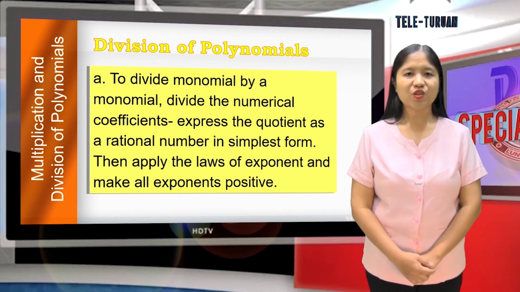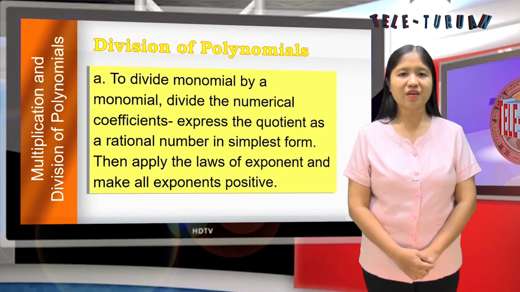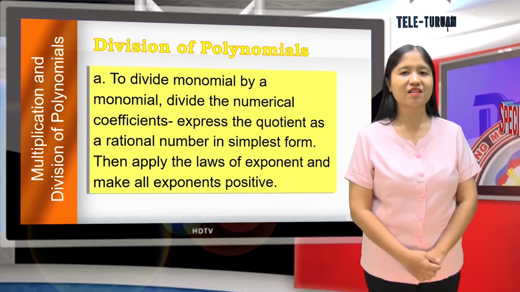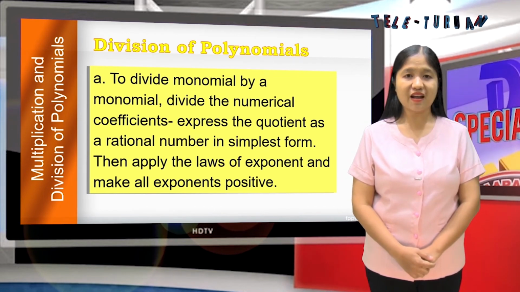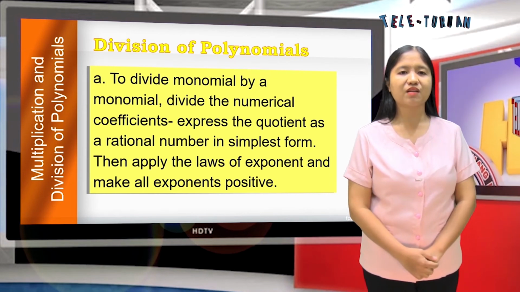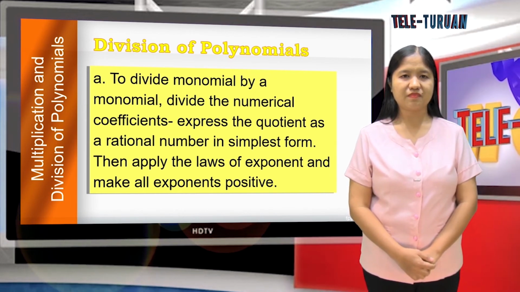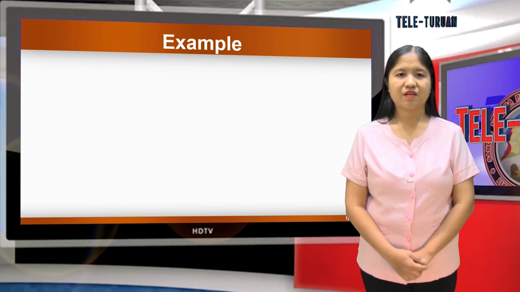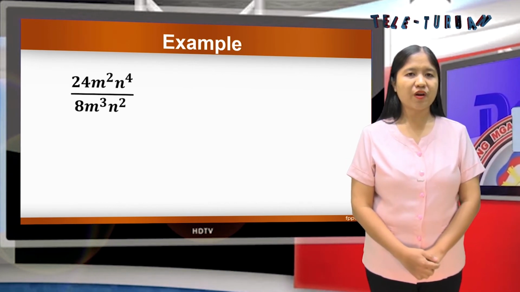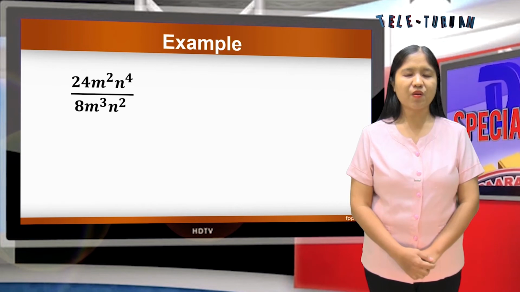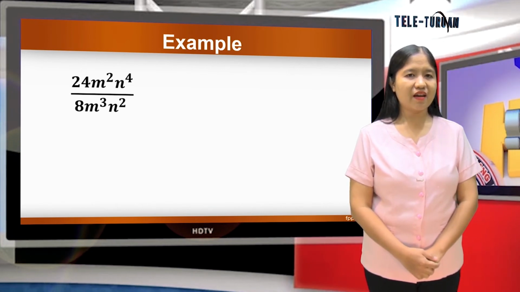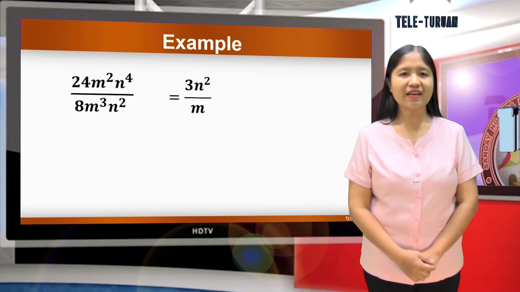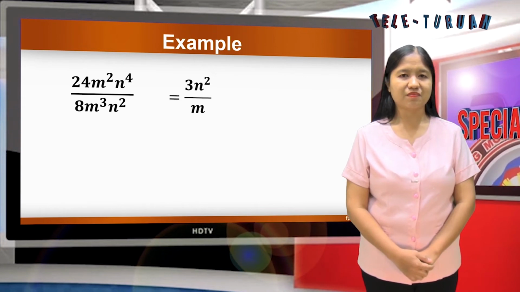Letter A, to divide a monomial by a monomial, divide the numerical coefficients and then express the quotient as a rational number in simplest form. Then apply the laws of exponents and make all exponents positive. Let us have an example for this. We have 24m squared n to the 4th power all over 8m cubed n squared. It is equal to 3n squared all over m.